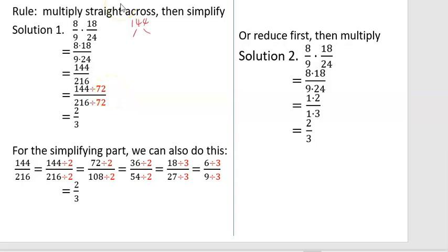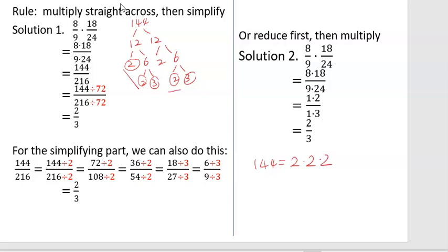144 can be broken down as 12 times 12, and 12 can be broken down as, let's say, 2 times 6 and 2 times 6, and 6 can be broken down as 2, 3 and 2, 3. So all these numbers, 2s and 3s, cannot be broken down any further. So we have 144. I'm going to put it down here. It can be broken down as 2 times 2, these 2, and there's another 2, and there's 2 3s.